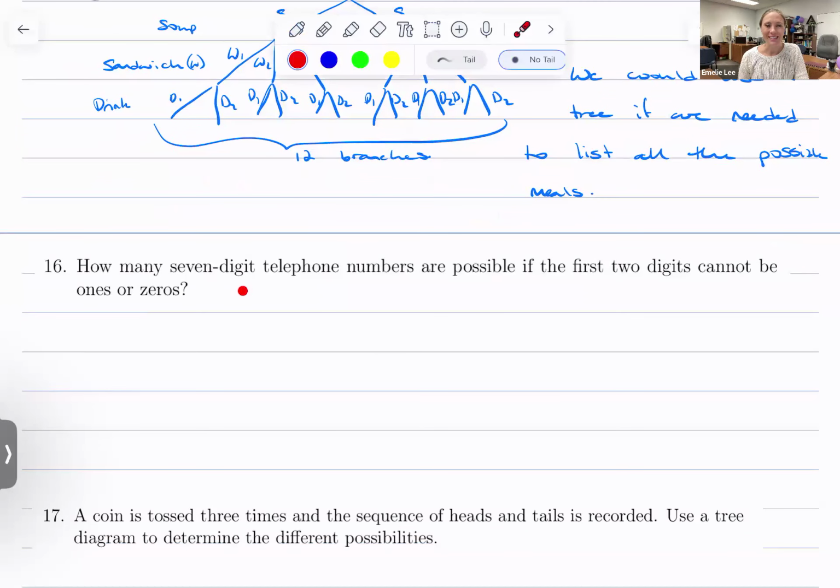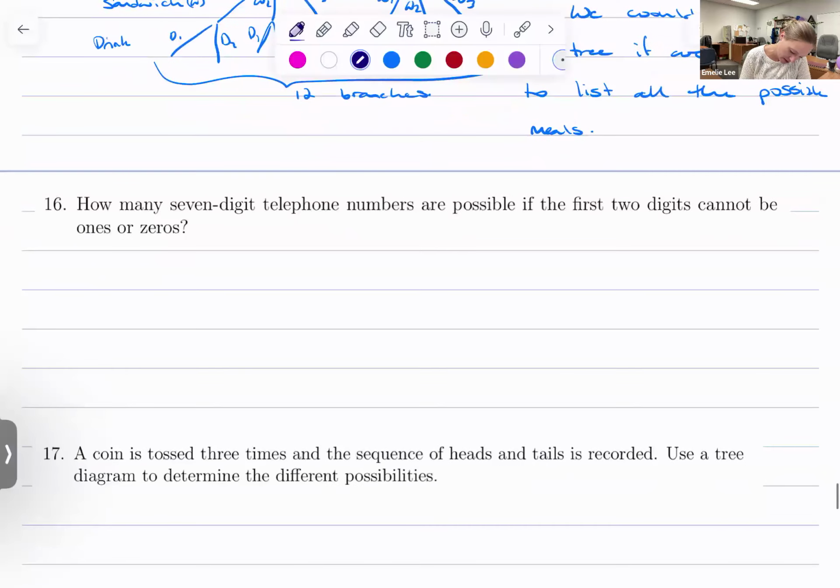Question 16. How many 7-digit telephone numbers are possible if the first 2 digits cannot be ones or zeros? Okay. So if we have 7 digits here, I'm going to solve this with slots. I think it's the easiest thing to do here. 1, 2, 3, 4, 5, 6, 7 digits.